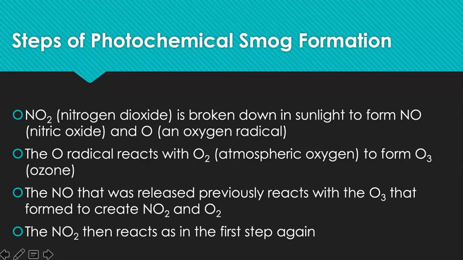So NO reacts with O3, and they are going to create two chemicals, and that is NO2, or nitrogen dioxide again, and also oxygen gas. That nitrogen dioxide that's created again is then going to react again through the first step.